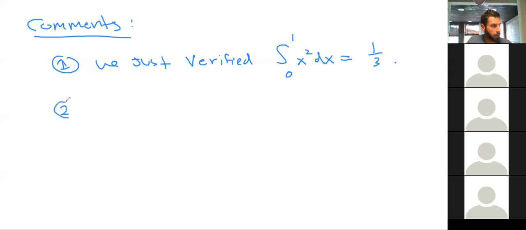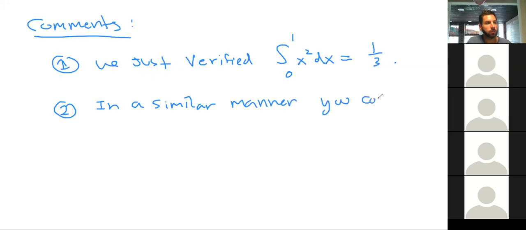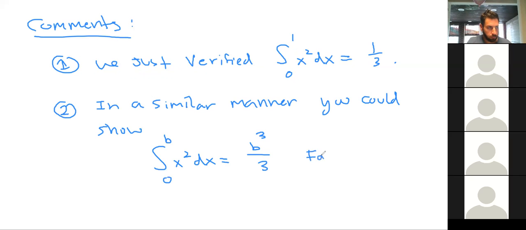The next thing, and I'll ask you to maybe think about this, in a similar manner, you could show that the integral from 0 to b of x squared dx is equal to b cubed over 3, for any b that's greater than 0. Excuse me, I should be more careful, b cubed over 3. So if you want to have fun, try to do that.